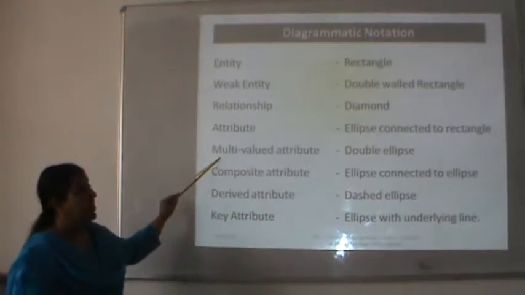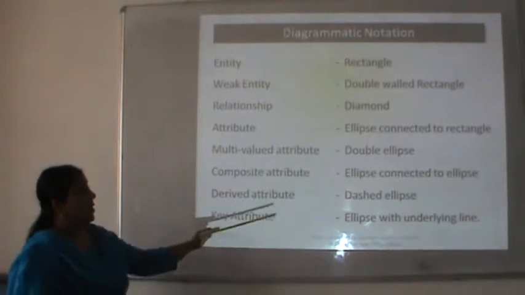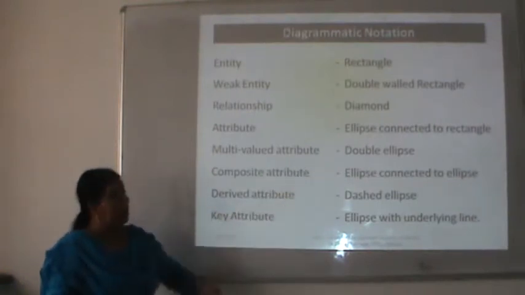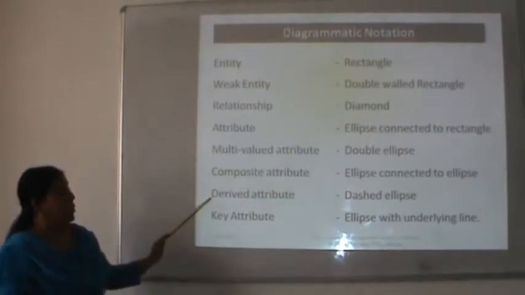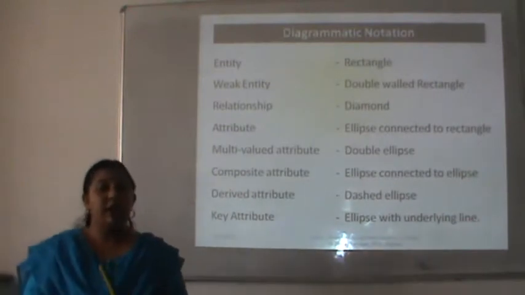Multi-valued attributes are represented by double ellipses. Composite attributes use ellipses that are connected to ellipses. Derived attributes are represented by dashed lines, and key attributes are represented by ellipses with an underlying line.